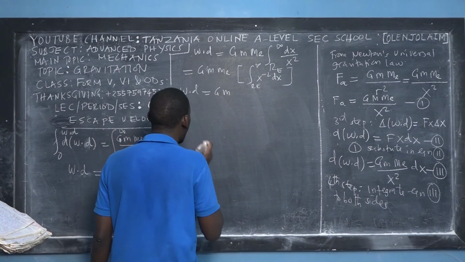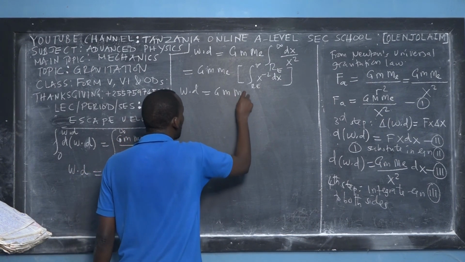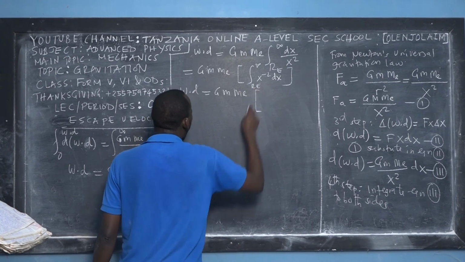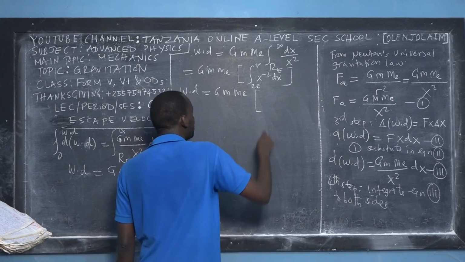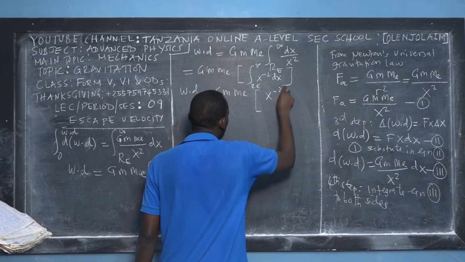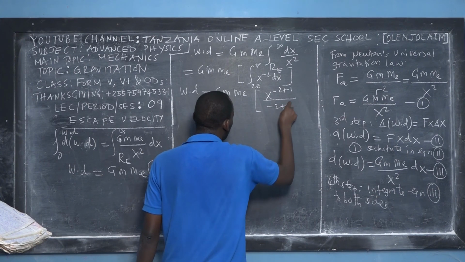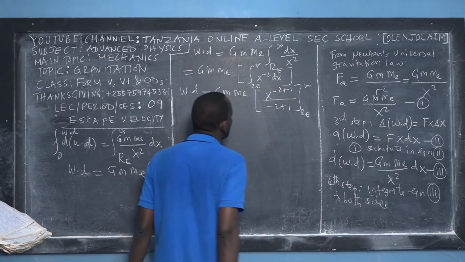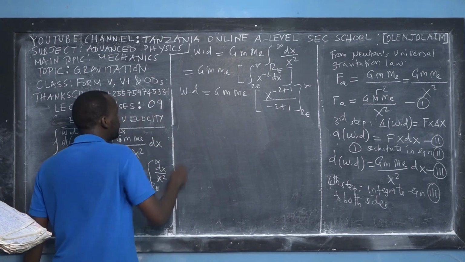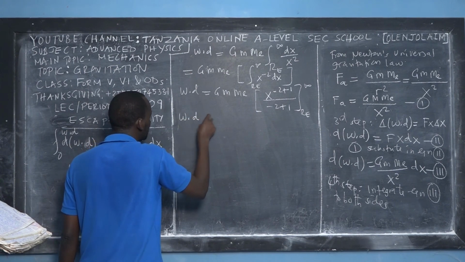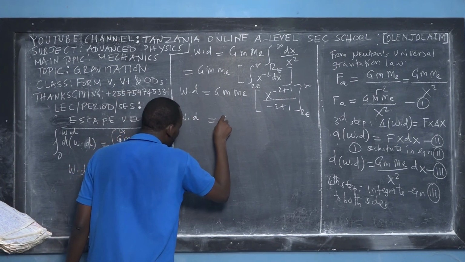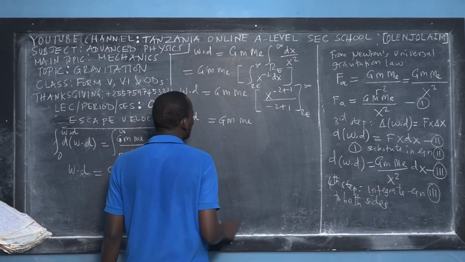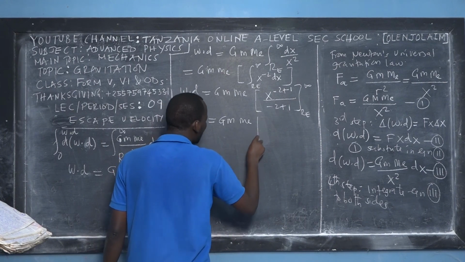Be careful, please. So work done is equal to the gravitational constant times the mass of the body and the mass of the Earth. If we integrate this, we can use the power rule: x to the power negative 2 plus 1, over negative 2 plus 1, from the radius of the Earth to infinity. So the work done is equal to the universal gravitational constant, mass of the body, mass of the Earth, and then a square bracket.